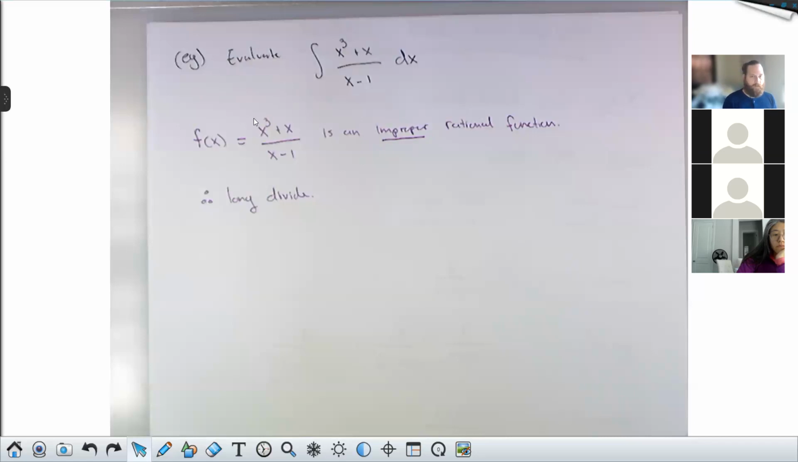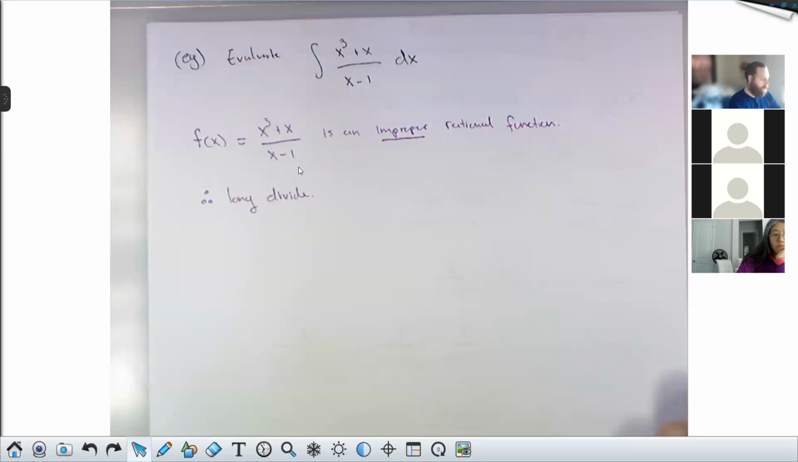We're going to rewrite this improper rational function as the function version of a mixed number. So the function version of a whole number is a polynomial, and the function version of a proper fraction is a proper rational function. So our goal is to rewrite this improper rational function as a polynomial plus a proper rational function, and long division is the tool that does that. So how do you long divide polynomials? How do I take this numerator and actually carry out the division here and divide it by x minus 1?